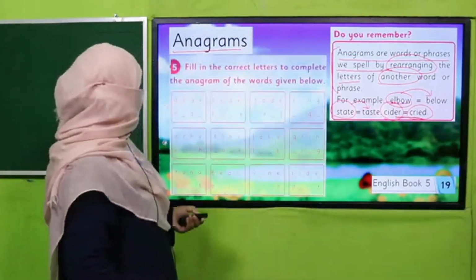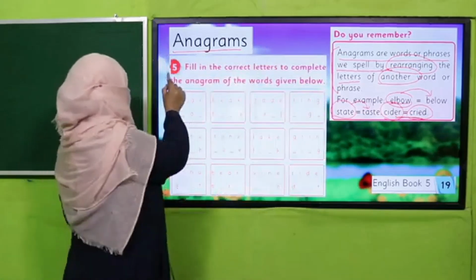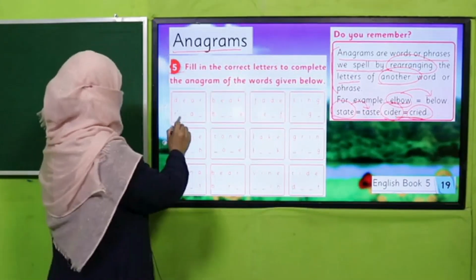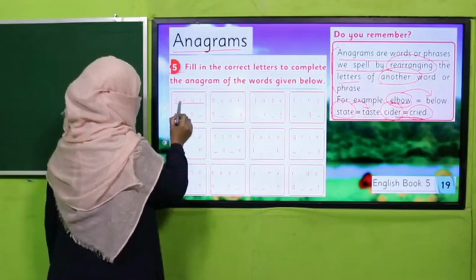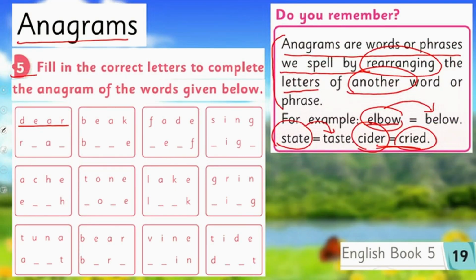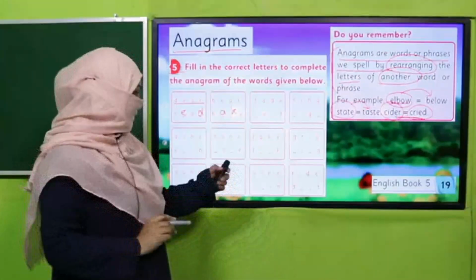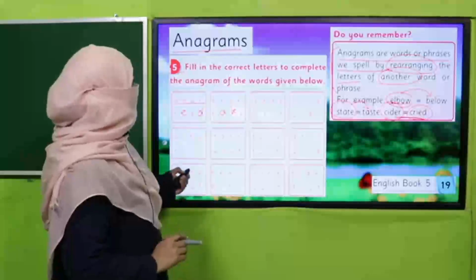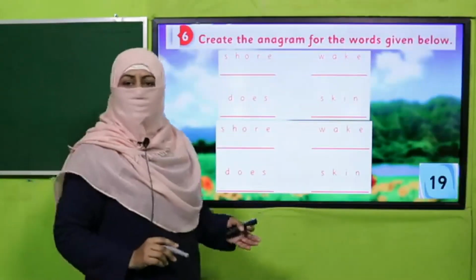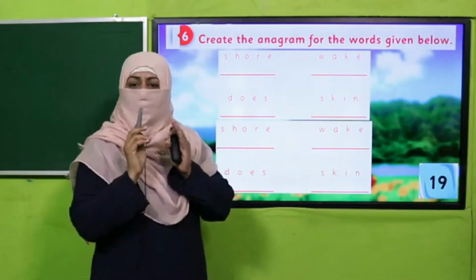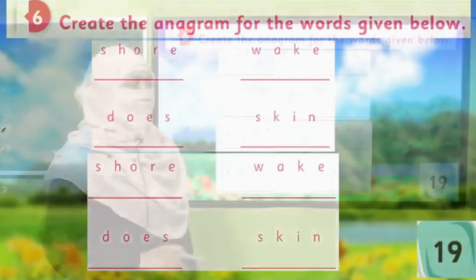On page number 19, you are supposed to complete these anagrams. How will you do it? You will read the word, dear, D-E-A-R. You will rearrange it and it will become read, R-E-A-D. The next word is beak and we can make it bake. And so on. I know you are smart, you can do it. So you will do question number 5 and on the same pattern question number 6. Both questions are on page number 19. Pause the video, complete both of the questions.